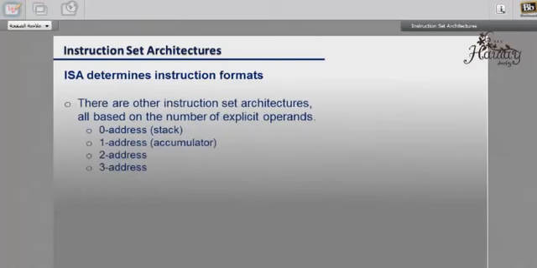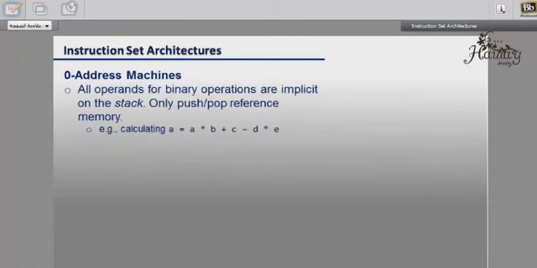Now, the four types of ISA are: zero address machine, one address machine, two address machine, and three address machine. Now we will only be talking about the memory. We'll talk about the memory and then I'll explain where the register comes into this equation. What's the job of the register, and why is the register important? Right, so let's take each part separately.